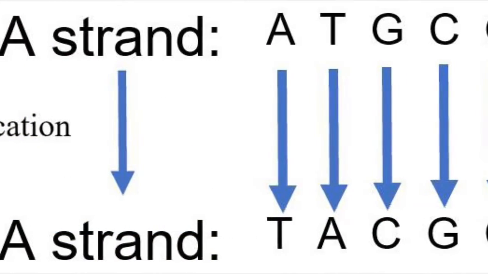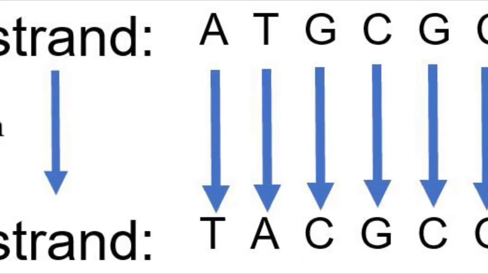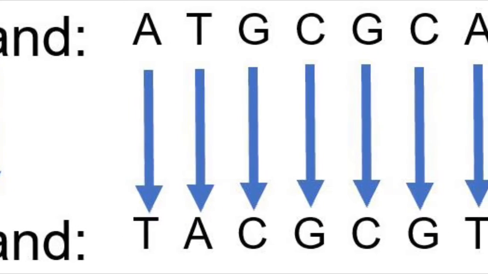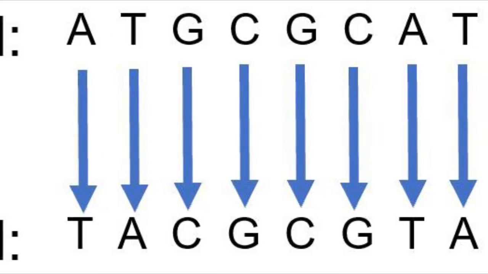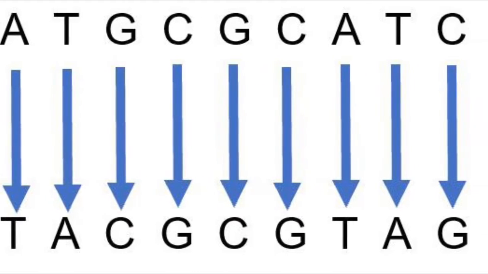When replicating a strand of DNA, it's important to remember the base pair rule. A will bind to T, T will bind to A, G will bind to C, and C will bind to G.